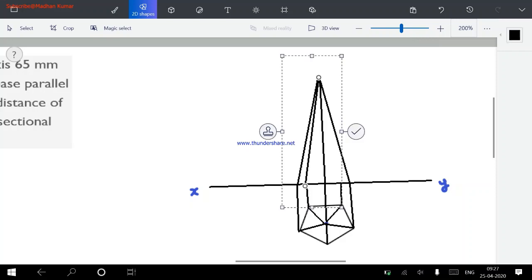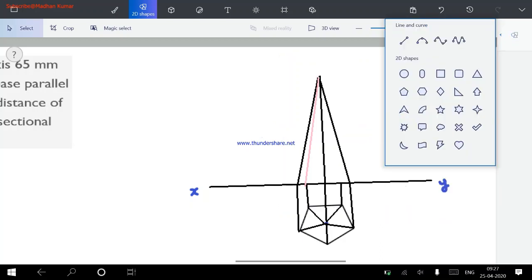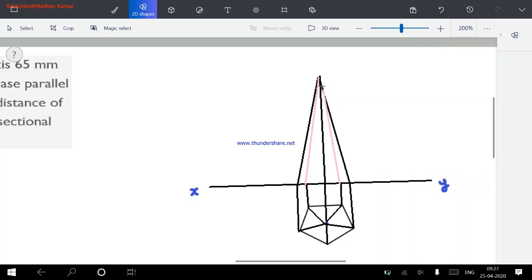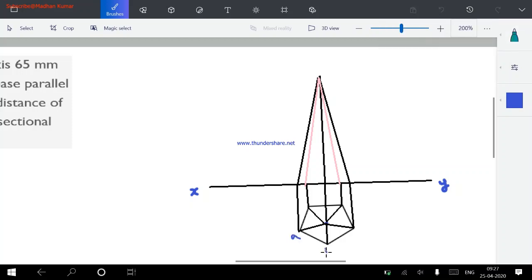In this we have to keep in mind that you have to draw the dotted lines for the edges which are hidden. So these are the hidden edges. Now I have drawn the hidden edges, and then you have to name the corners. So it is A, B, C, D, E.